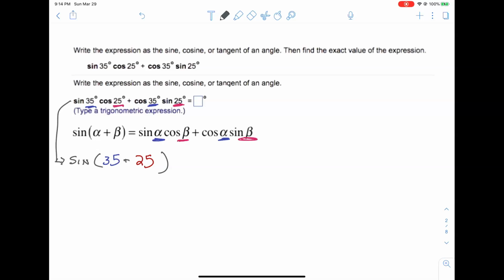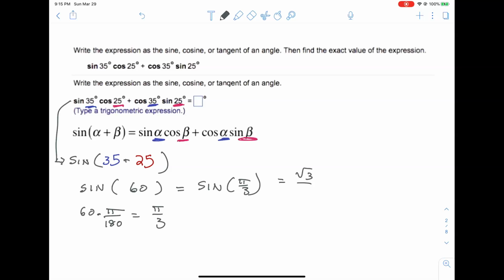Now let's do something pretty easy here. Let's add 35 and 25 together. That's the sine of 60 degrees. Hey, the sine of 60 degrees, that's on the unit circle. Now, if you remember, 60 degrees, if I want to change it to radians, multiply by pi over 180, that's the same thing as pi over 3. All right, so this is equivalent to the sine of pi over 3. And then we look on the unit circle at pi over 3. And what's the y value? Radical 3 over 2. And that's our answer.